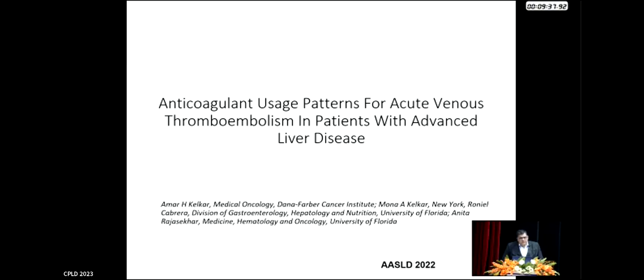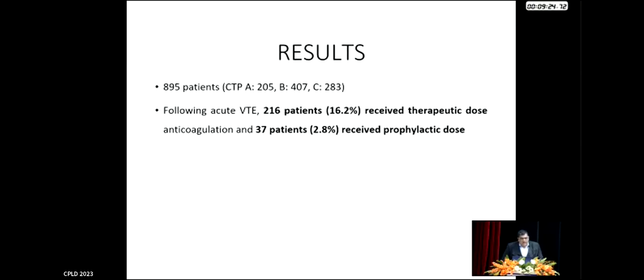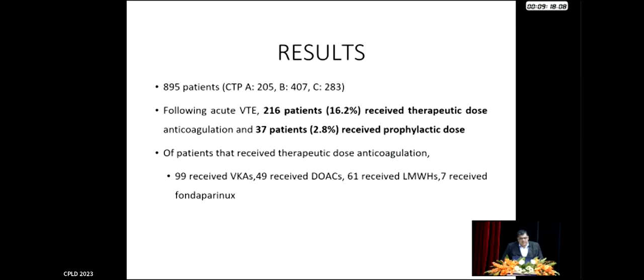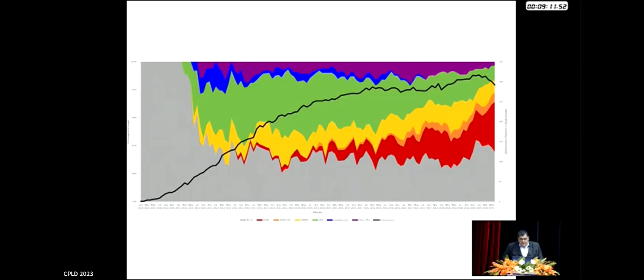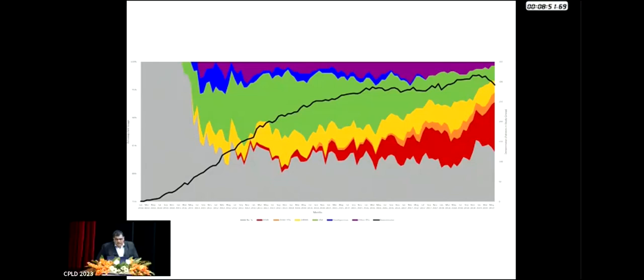This was a paper which was beautifully presented at the AASLD last year, which looked at the usage of anticoagulants for acute venous thromboembolism in patients with advanced liver disease, a single center retrospective study over the last 10 years. Of around 900 patients, 216 received a therapeutic dose and 37 received a prophylactic dose. If you look at the pattern, the red here are the DOACs, and the yellow is low molecular weight heparin. Over the last 10 years, there has been a very rapid increase in the use of DOACs, and an almost steady level of low molecular weight heparin. The green is vitamin K antagonists, which have really gone down.